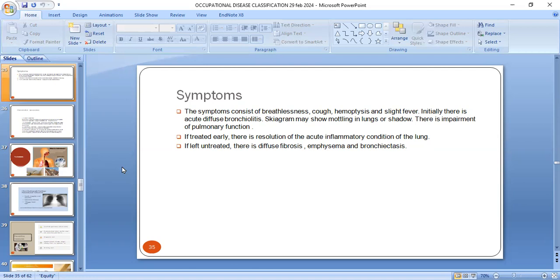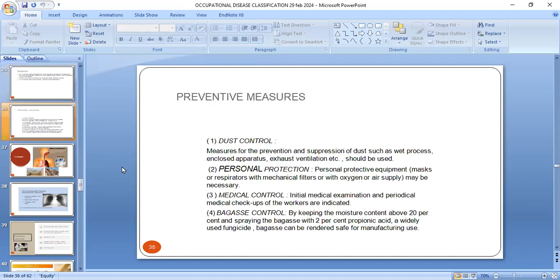If left untreated, there is diffuse fibrosis, emphysema, or bronchiectasis. Preventive measures include dust control, measures for prevention and suppression of dust such as wet process, enclosed apparatus, exhaust ventilation system should be used. Personal protection includes personal protective equipment such as mask, respirator, mechanical filters, that may be necessary. Medical control includes initial medical examination and periodical medical checks for workers are indicated.